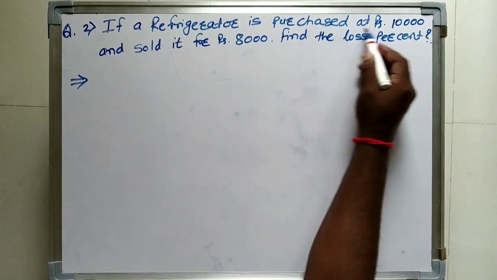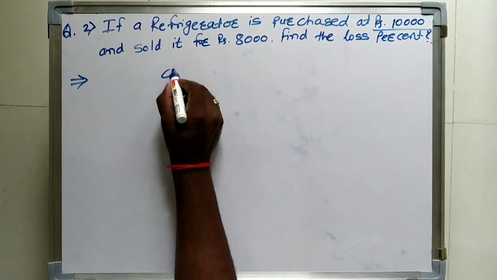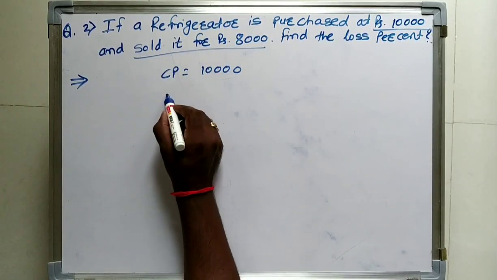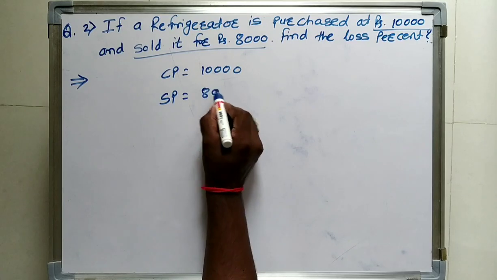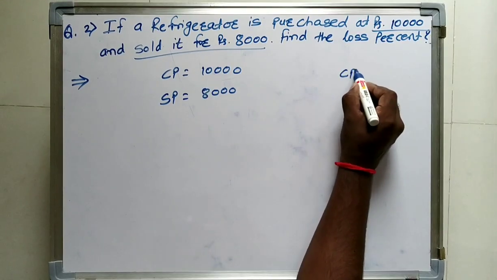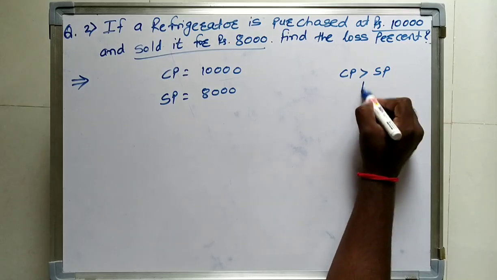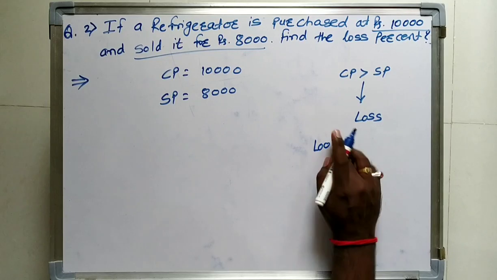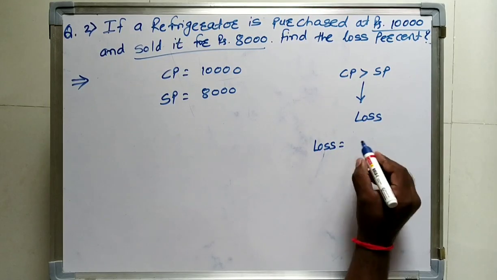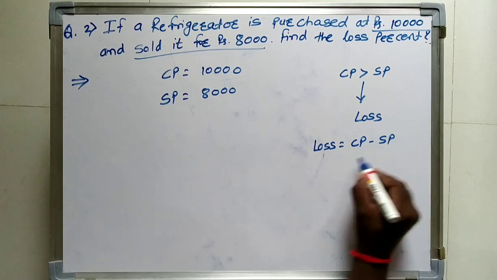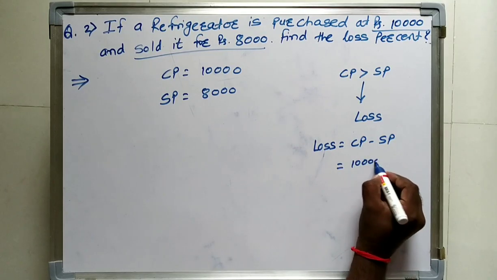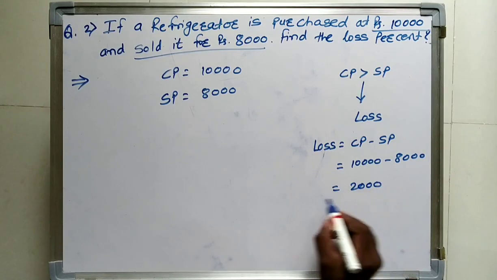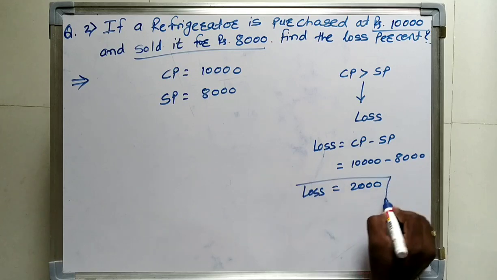If a refrigerator is purchased at 10,000 rupees, means cost price will be 10,000, and sold for 8,000, means selling price will be 8,000, right? Here CP is greater than SP, means it will occur with loss, right? How to calculate loss? That is CP minus SP. What is CP? That is 10,000. What is SP? 8,000. So what is loss? 2,000. Okay, so we have loss, that is 2,000.